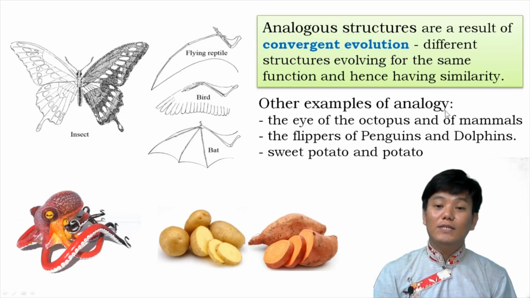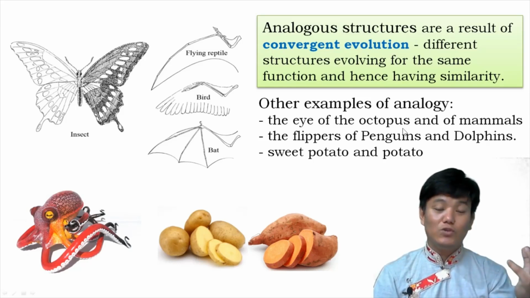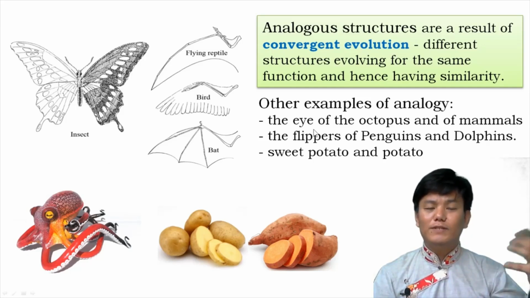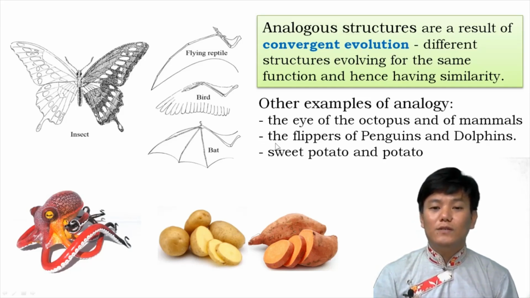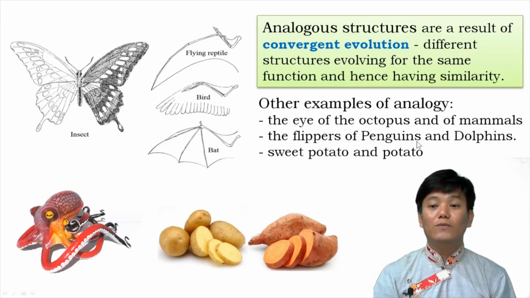Other examples of analogy are the eye of the octopus and of the mammals. The eye of the octopus and mammals both perform the same thing, sensation to light, but they have arisen from different anatomical structures. And then we have the flippers of penguins and dolphins. A penguin is a bird, and dolphins are mammals. So the flippers are different, but they perform the same function, that is swimming.